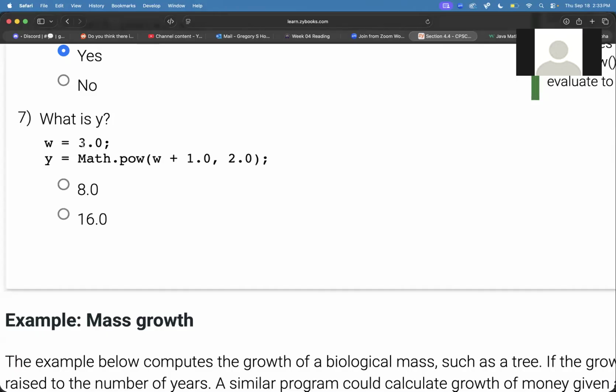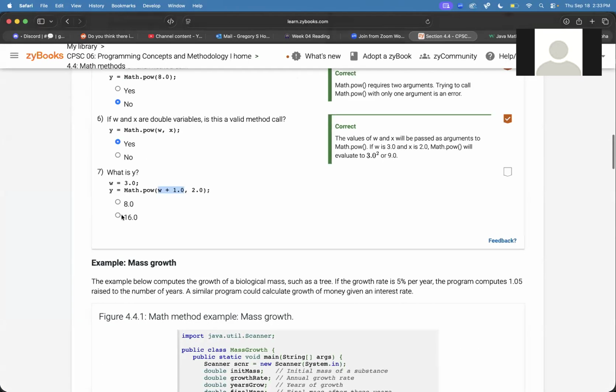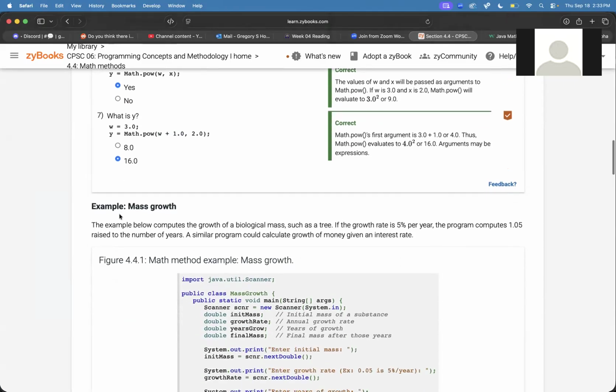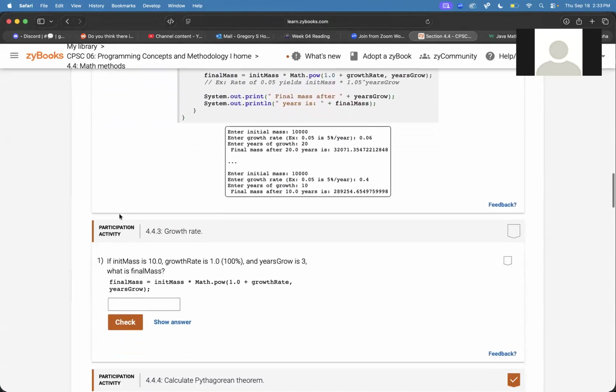So if w is 3, then down here, you have w plus 1. So that would be 3 plus 1, which is 4. And then overall, this math.pow would be 4 to the power 2. So 4 to the power 2, 4 squared is 16. So this should be 16.